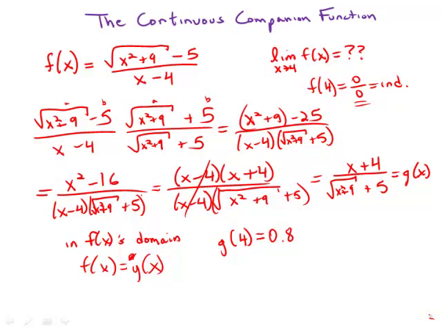And so what this means is that the limit as x approaches 4 of f of x is going to be the same as the limit as x approaches 4 of the continuous companion function g of x. And of course, for that, we can just plug in 4 and get 0.8. And so that is how we find a limit using the continuous companion function.